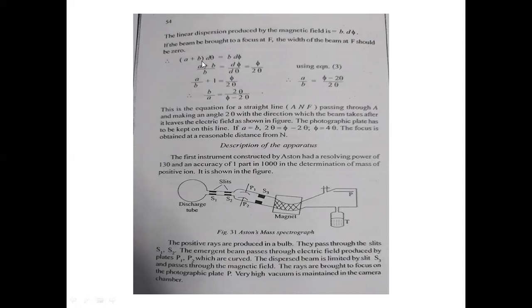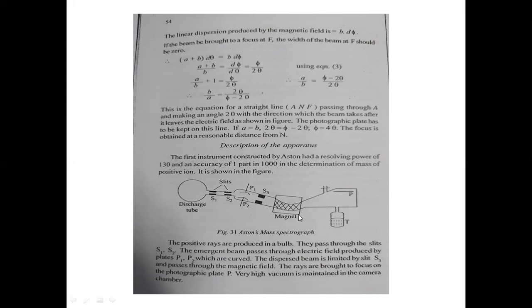So we are equating these two things: a plus b into d theta is equal to b d phi. When we simplify this, bringing the a and b terms together on the left hand side and phi and d theta on the other side, we get this equation. Already we know that d phi by d theta can be written as phi by 2 theta, from equation 3. Then a by b is equal to 2 theta divided by phi minus 2 theta.